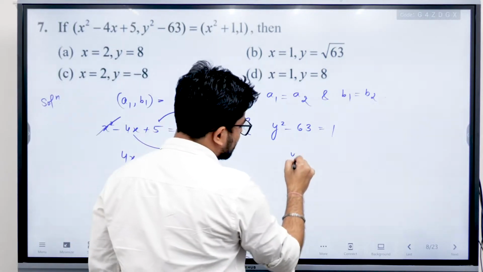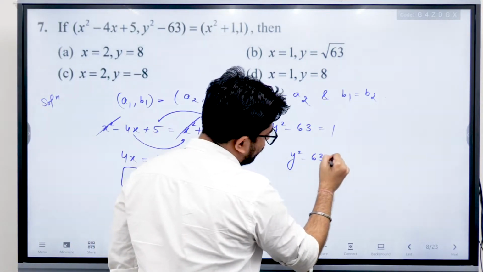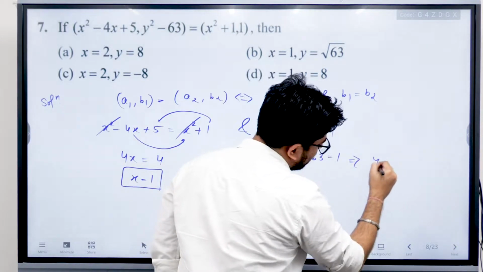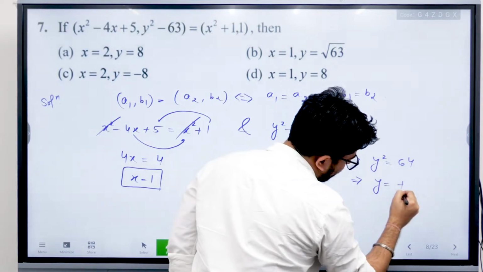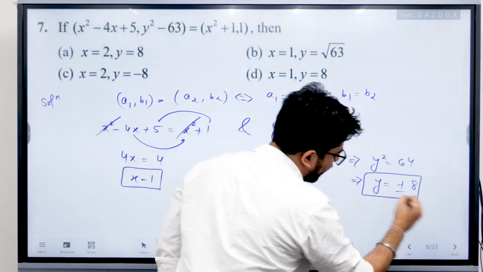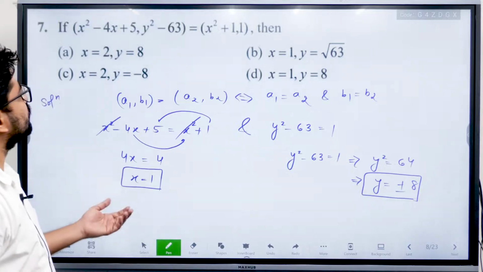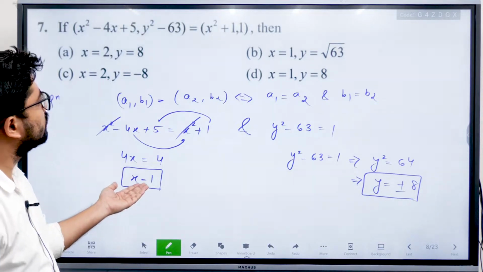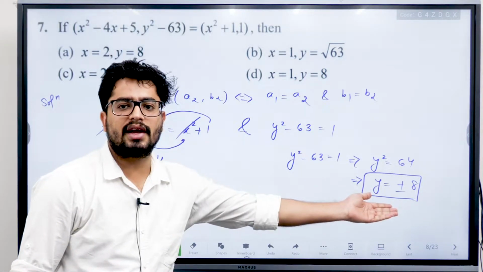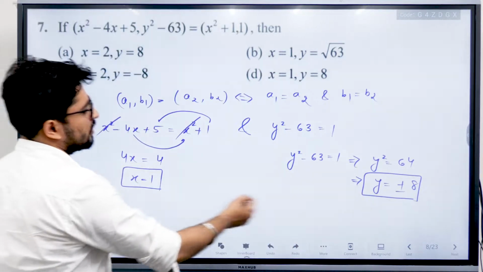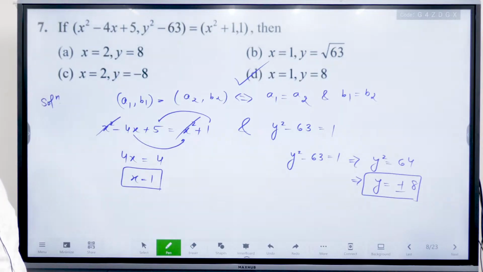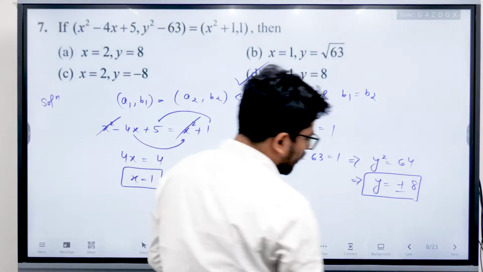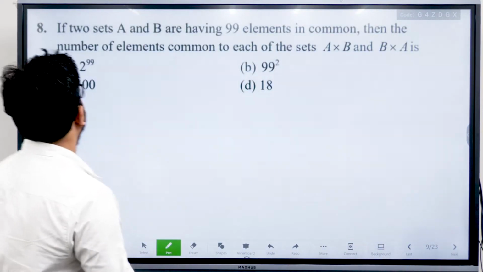And from here, y² - 63 = 1. So y² = 64 and y = ±8. Okay, so the possible values are x is 1 and y is either 8 or -8. So here we have only one possibility, x = 1 and y = 8. So your final answer is D. Okay, now let's do the next one.